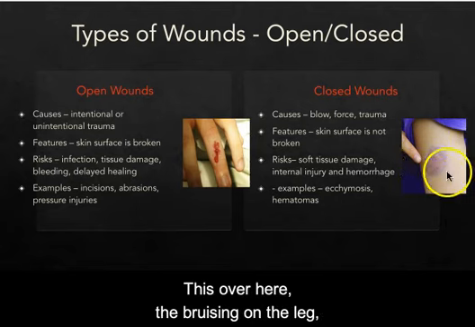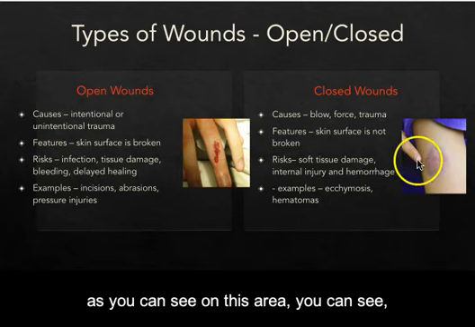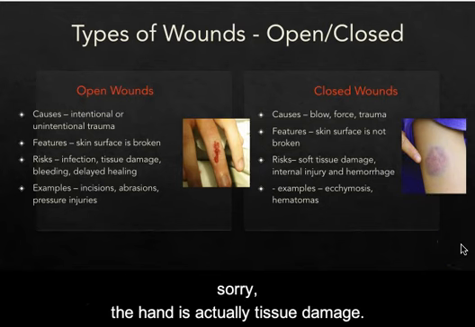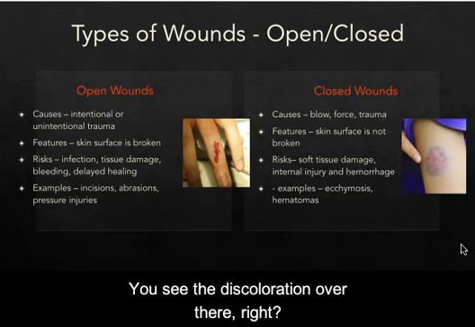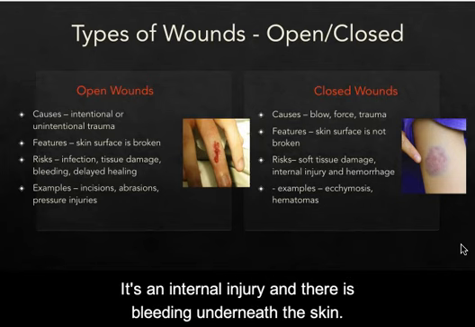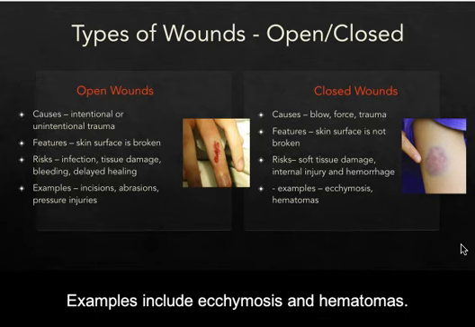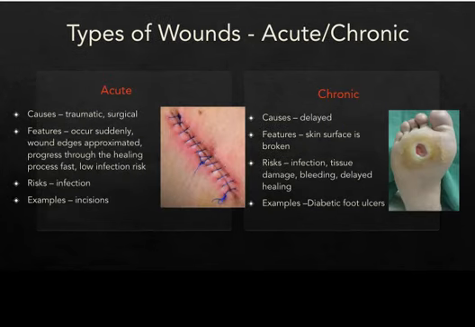This over here, the bruising on the leg, and on the hand, is actually tissue damage. You see the discoloration over there, right? It's an internal injury and there is bleeding underneath the skin. Examples include ecchymosis and hematomas.